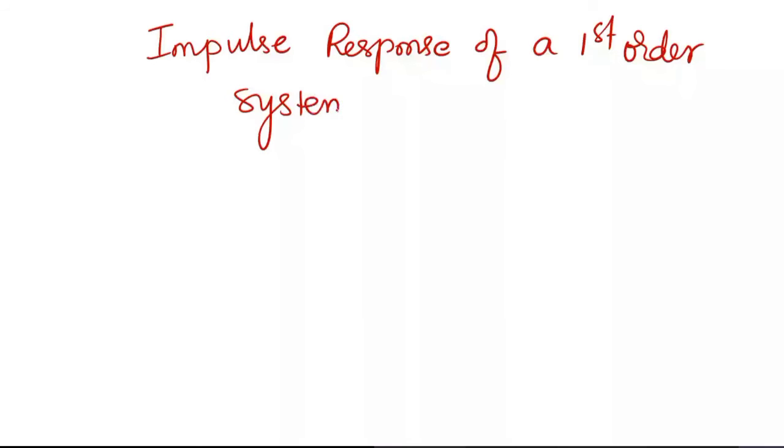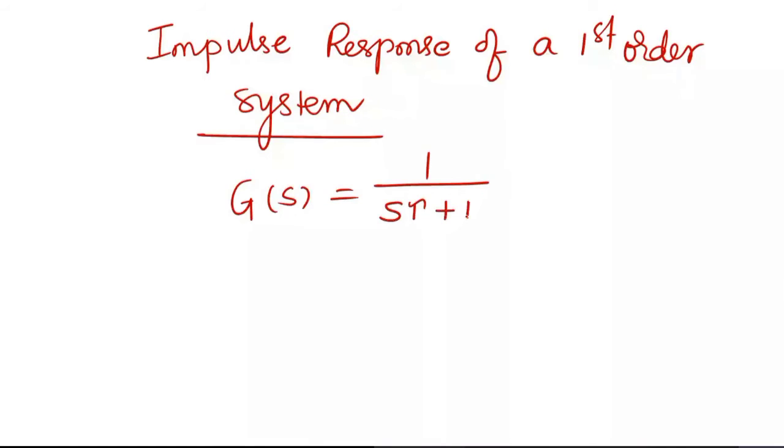Since the system is of first order, we should have only one pole in its denominator polynomial. So G of S is equal to 1 by S tau plus 1. This is what I am considering. This is called the general form of a first order system. Here we are asked to find the impulse response.